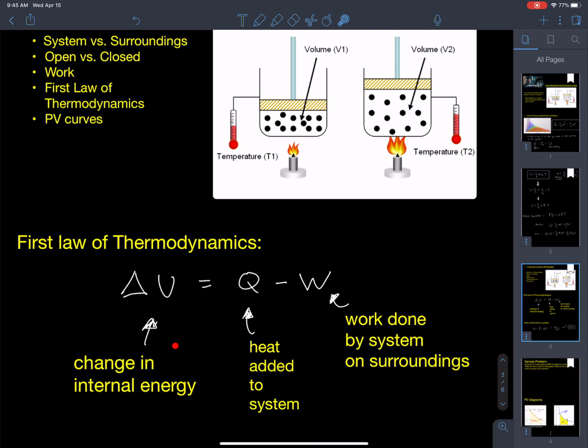So delta U is the change in my internal energy, which is equal to the heat I added to the system minus the work done by the system, okay? So if the heat that I put in here, let's say 1,000 joules, goes in and the work done by the system is 500 joules, then I would have 500 joules going into the internal energy, which would relate to the change in temperature. That's one way of looking at that.